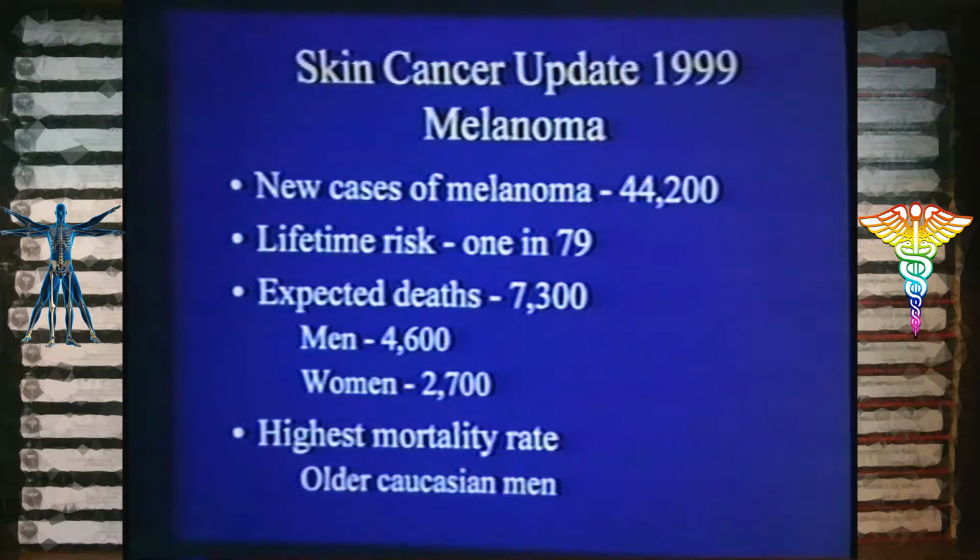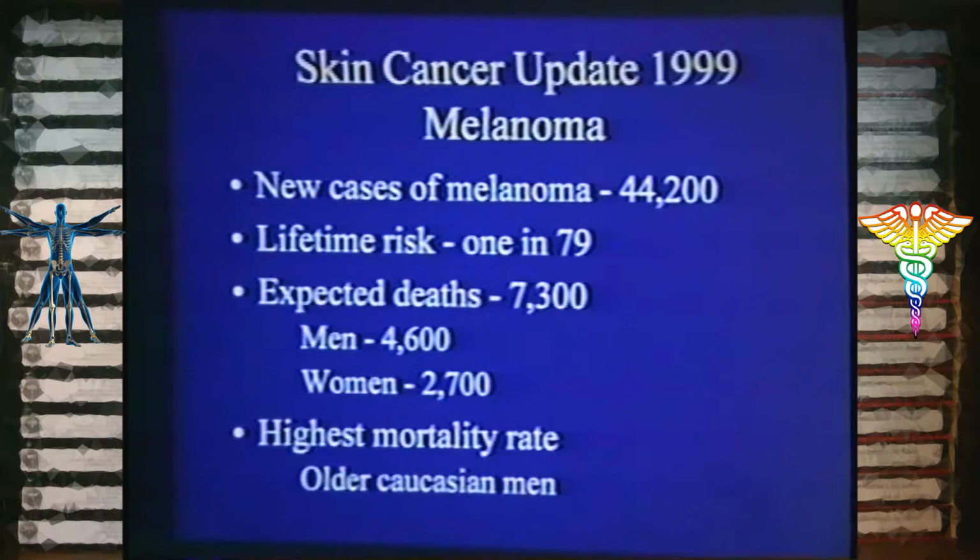What does that translate to? If you have a child that's born in the United States today, you would expect that in their lifetime they have a 1 in 75 risk of developing a melanoma. The expected deaths are estimated this year to be 7,700, and the proportion is probably 2 men for every woman.